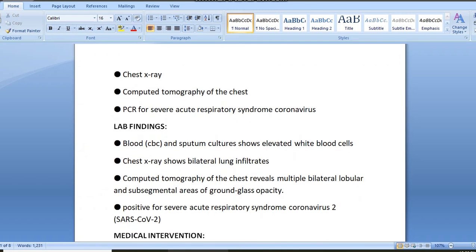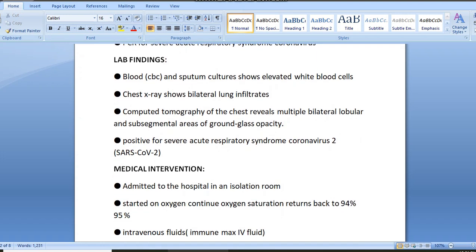Lab findings. Blood, CBC and sputum cultures show elevated white blood cells. Chest x-ray shows bilateral lung infiltrates. Computed tomography of the chest reveals multiple bilateral lobular and subsegmental areas of ground glass opacity. Positive for severe acute respiratory syndrome coronavirus, SARS-CoV-2.